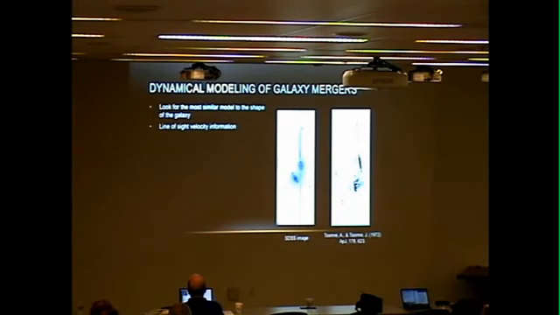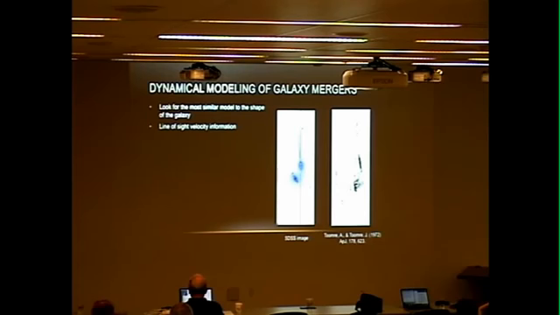People usually try to find the most similar model to the galaxy. This is from the famous Toomre paper of 1972, where he is trying to model the Mice galaxies. Basically, people are doing the same thing these days. The only difference is that they also look at the kinematics of their model and try to match it with the kinematics of the data.